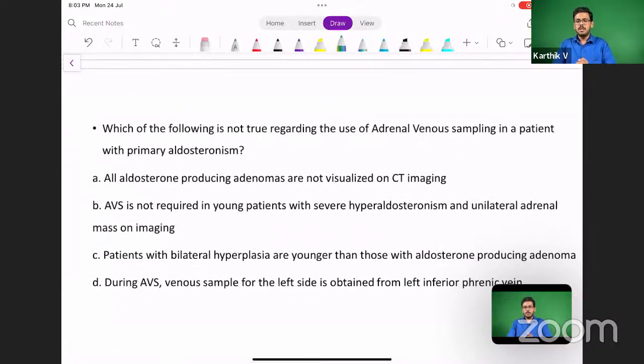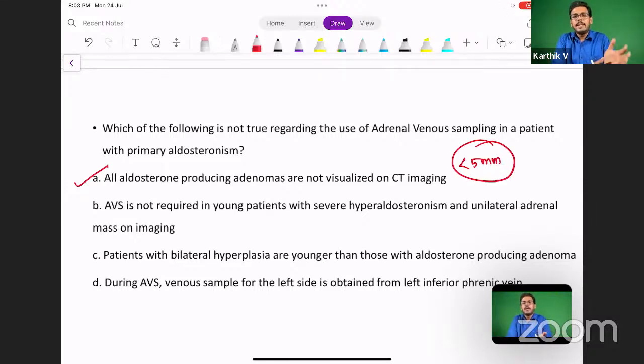So coming to the next question: which of the following is not true regarding the use of adrenal venous sampling in a patient with primary aldosteronism? First option, all aldosterone producing adenomas are not visualized on CT imaging. That is a true statement, because lesions less than 5 millimeters in size may not be readily discernible on CT imaging. Adenomas can be as small as 2 to 3 millimeters, so such adenomas may not be visualized on a CT abdomen. So that is a correct statement.